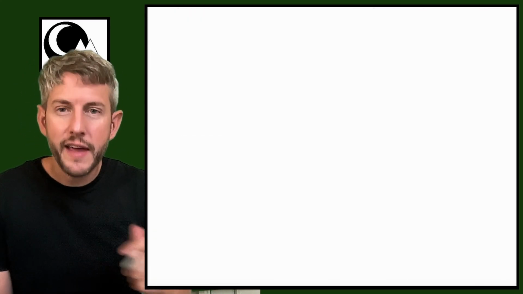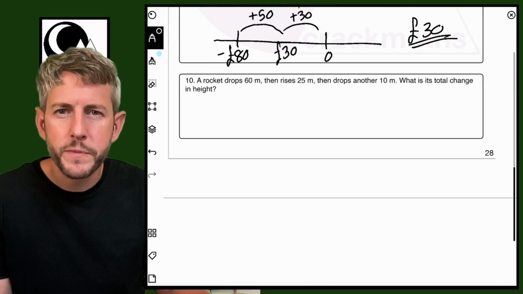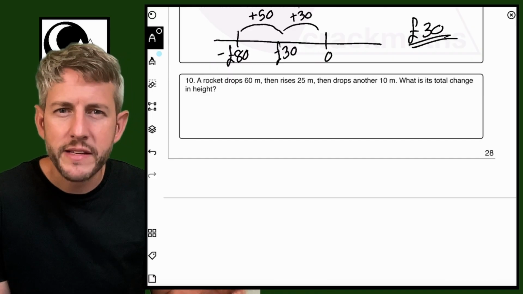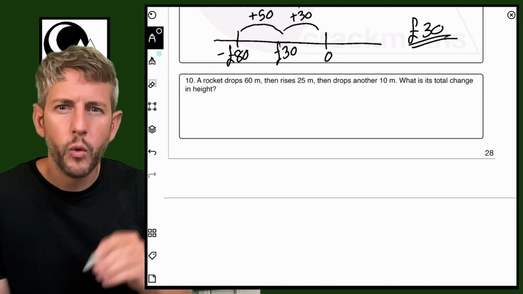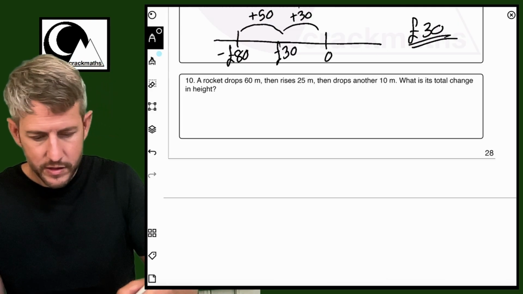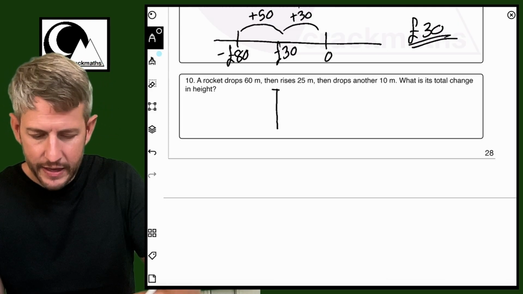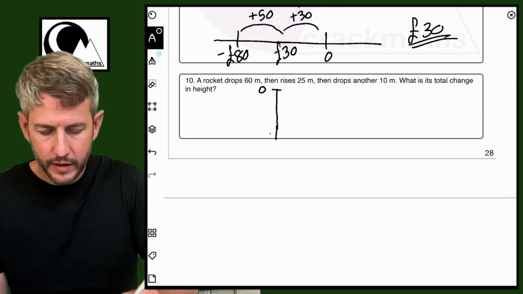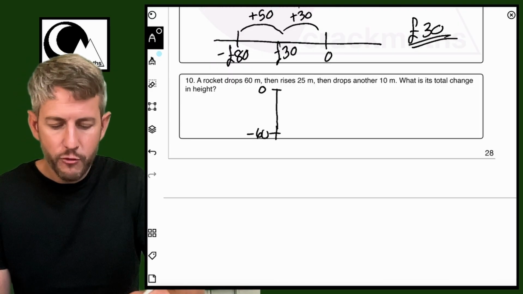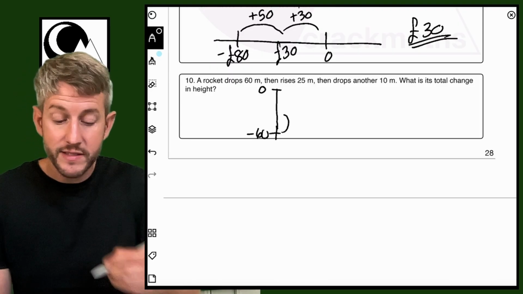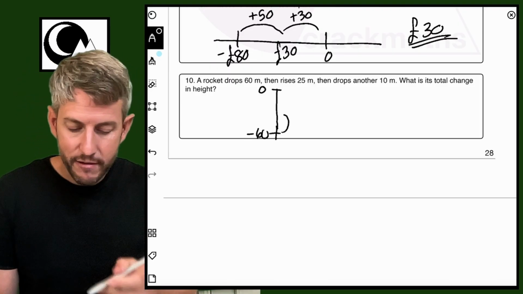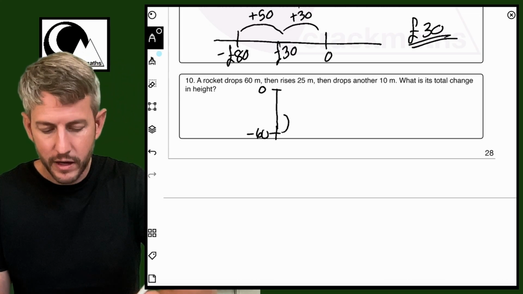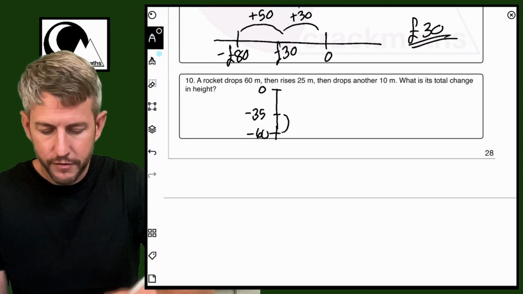Okay, question 10. Question 10 says a rocket drops 60 meters, then rises 25 meters, then drops another 10 meters. What is the total change in height? Okay, so let's say we're starting at 0. That's the initial point. We drop 60 meters, so we're at negative 60. We then rise 25, so we get 25 meters closer to 0. 20 meters closer would be negative 40. And then that extra 5 meters closer takes us to negative 35.